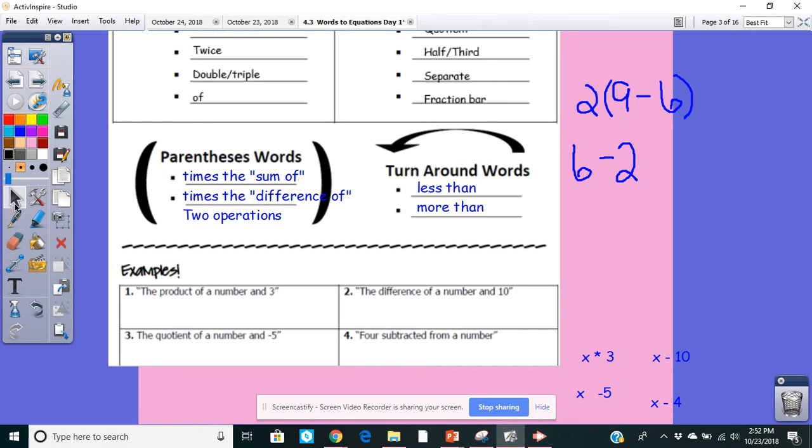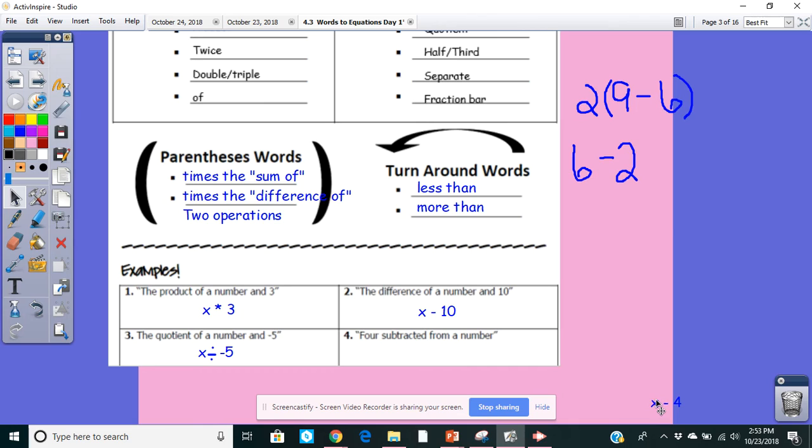For example, the product of a number and 3: you're going to multiply a number times 3. Number 2 says the difference of a number and 10. Difference means subtract, so you're going to subtract 10 from a number. Then the quotient of a number and 5 means you're going to divide that number by 5, so there should be a division sign here.